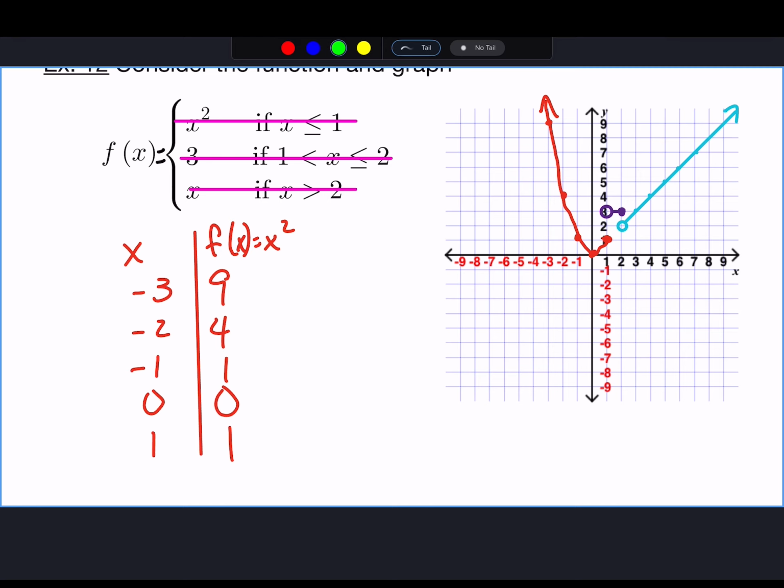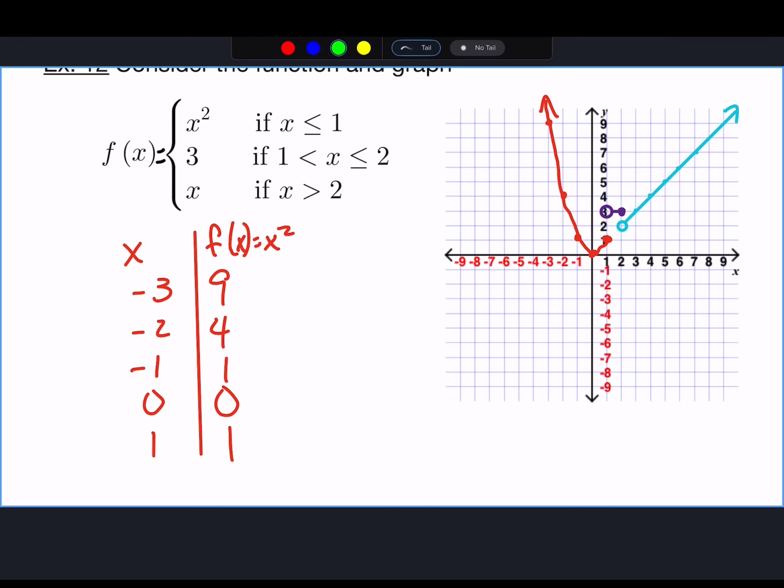So just to recap, we've graphed each of these pieces individually. We did x squared in this portion where x was less than or equal to 1. It was equal to just the value 3 from 1 to 2, and equal to x when x was greater than 2. Last question. Is this a function?